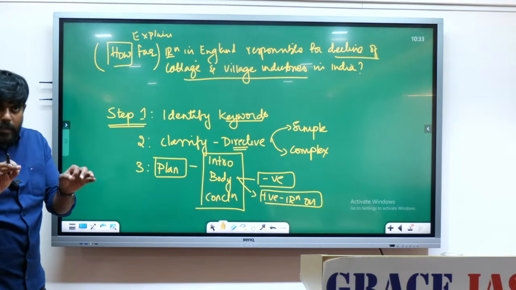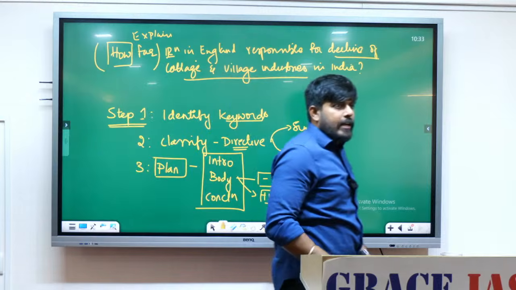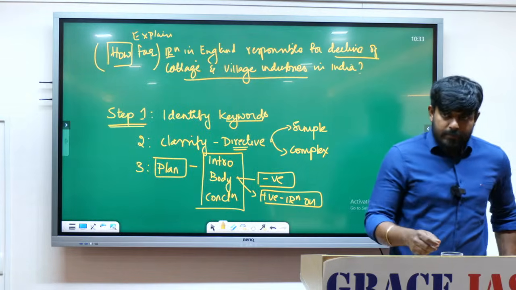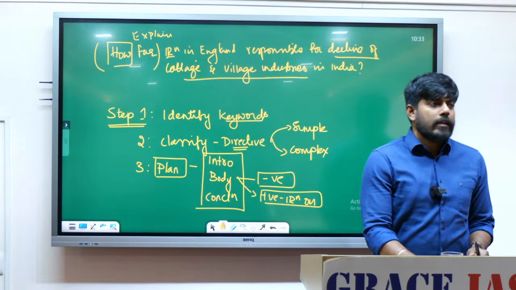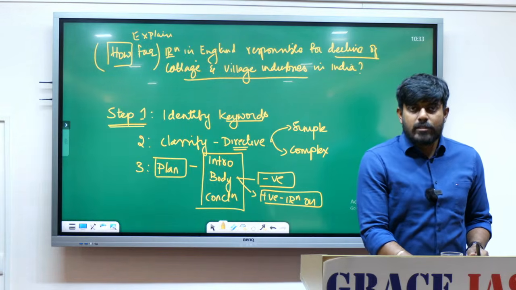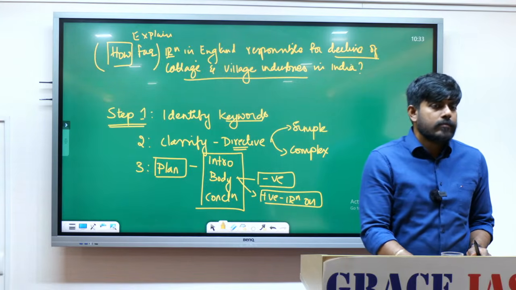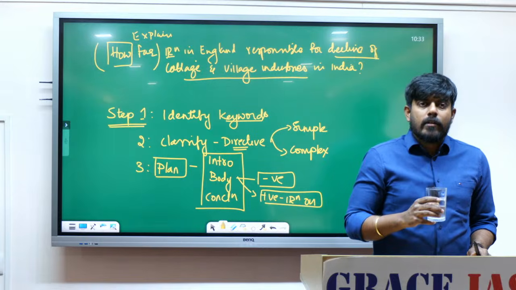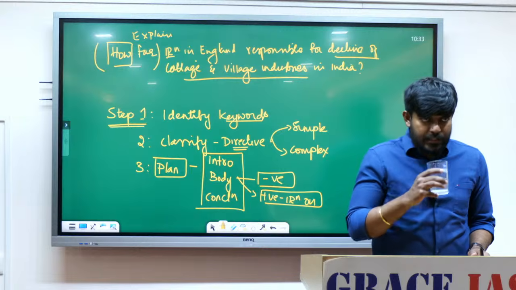Just do step 1, step 2 and step 3. Go to the next question. Identify the directives first. What are the directives there? Examine. Examine means complex. What are the keywords there? Decline of traditional artisanal industries.